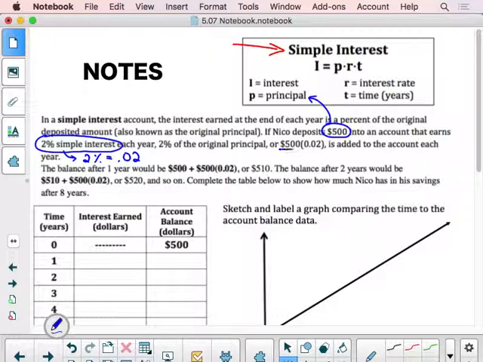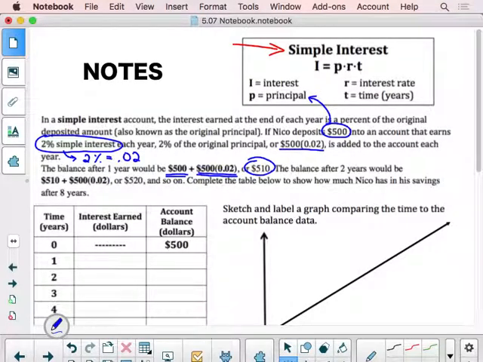So right here, 500 times 0.02 using this formula. You'll notice that T was 1, and multiplying by 1 doesn't change anything, so that's why they didn't put the little times 1 on there. Long story short, 500 times 0.02, and you'll find that he has $10 in interest. That means at the end of year 1, he'll have the original 500 plus that 500 times 0.02, and you'll end up with $510.